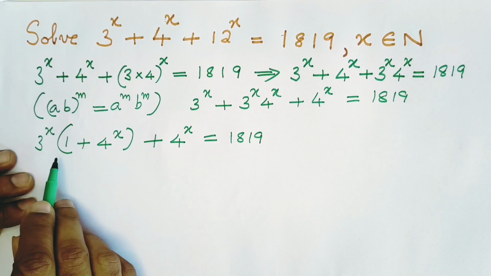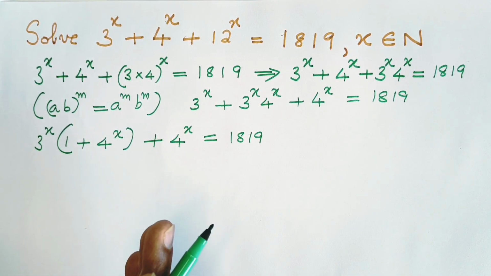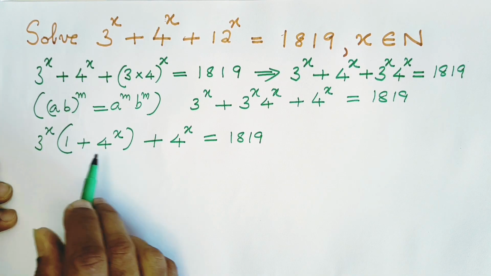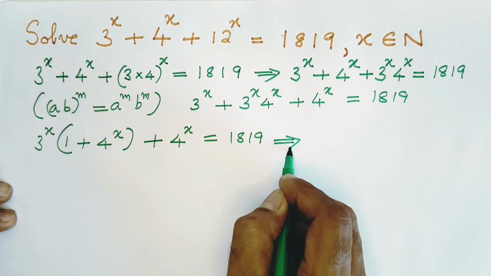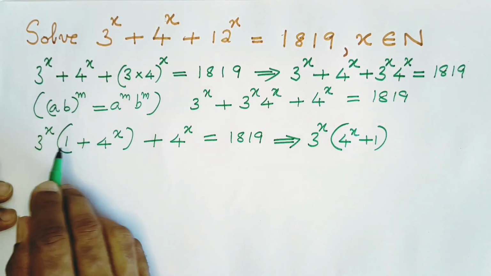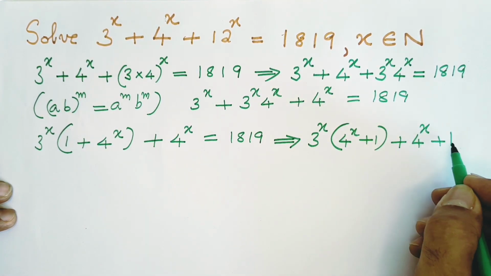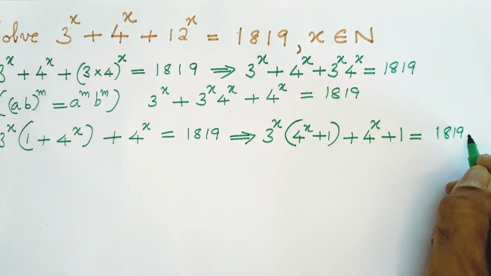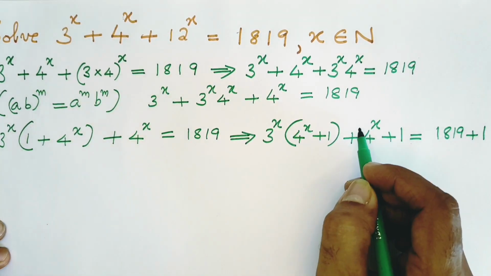Now let's write the left side of the equation as a product of two exponential expressions. For that, you have 4 to the power of x plus 1 here. Just add 1 to both sides of the equation and you will get this: 3 to the power of x, 4 to the power of x plus 1. I'm interchanging these two. Plus 4 to the power of x plus 1. I'm adding 1 to both sides of the equation, and the right side will be 1819 plus 1.